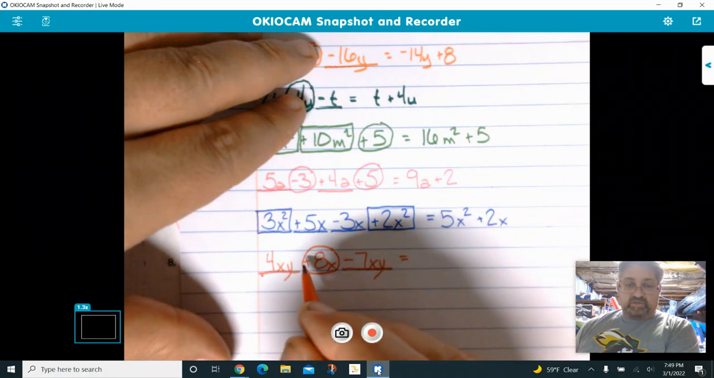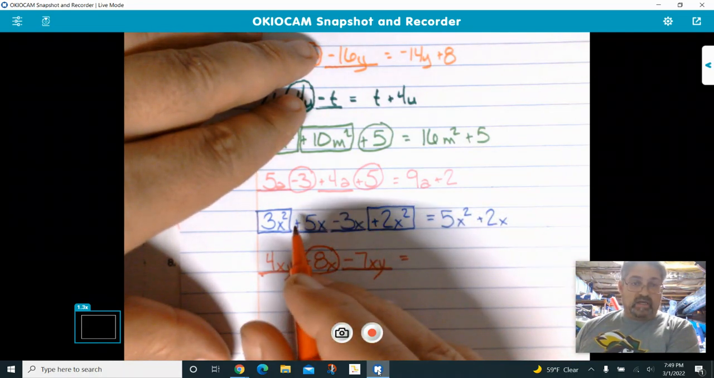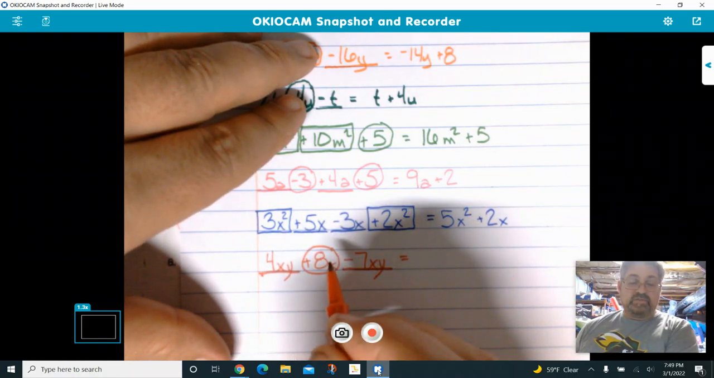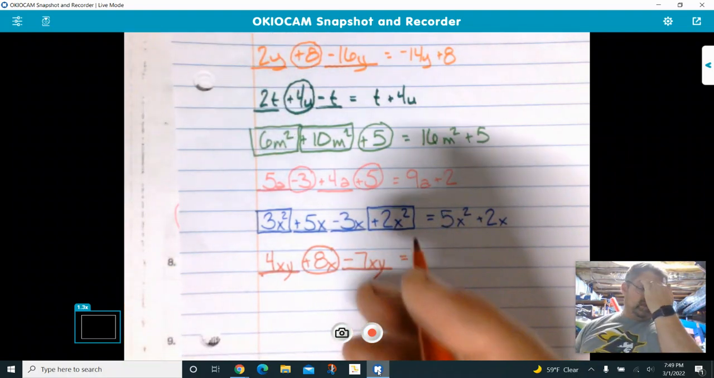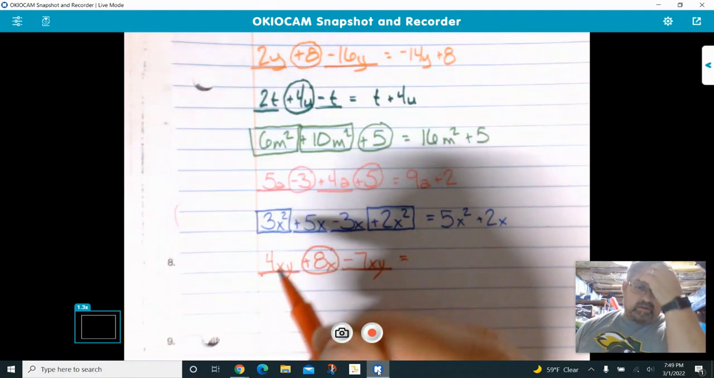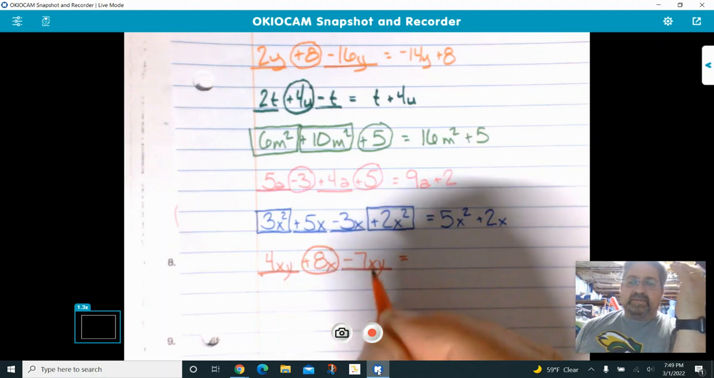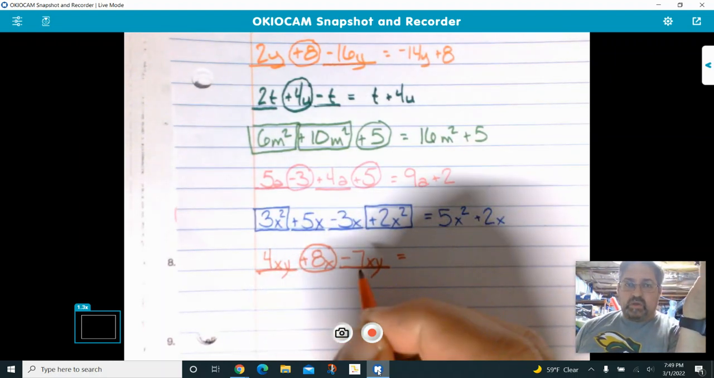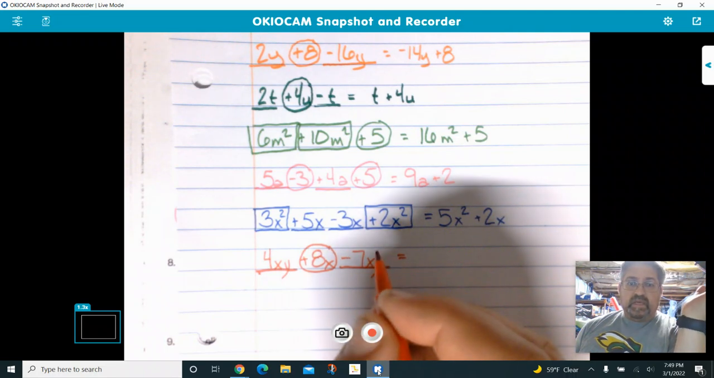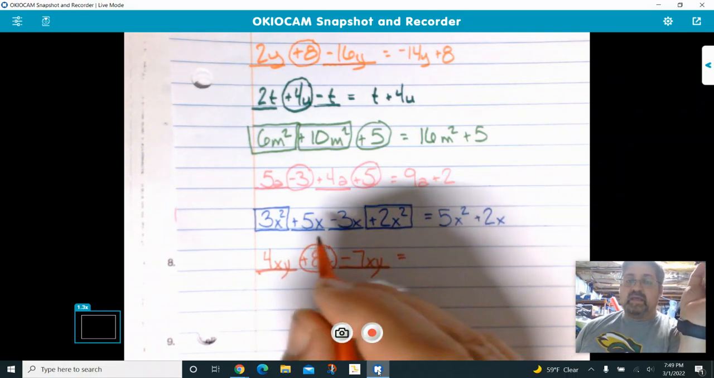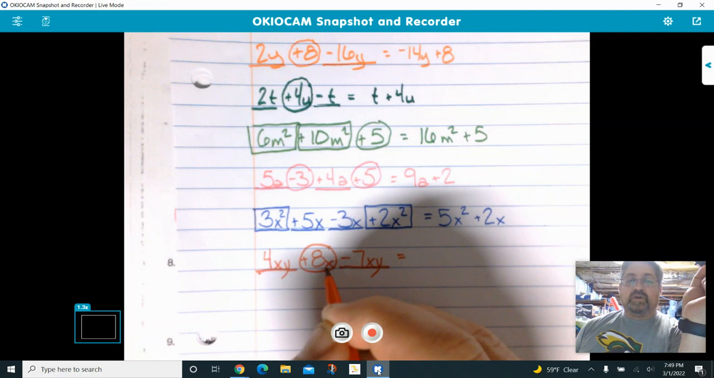Does it matter if you circle or underline or put it in a box or put a triangle around it, make little squiggles? No, as long as you're grouping the same kind of term together, as long as your xy's all have the same shape associated with them, whether it's an underline or a circle or a square, and your x terms are different than your xy terms, you're okay.